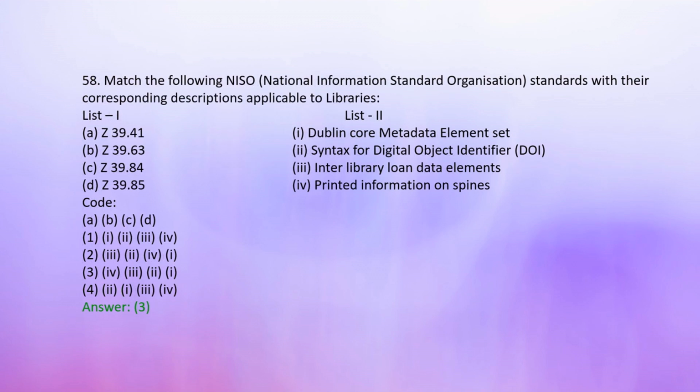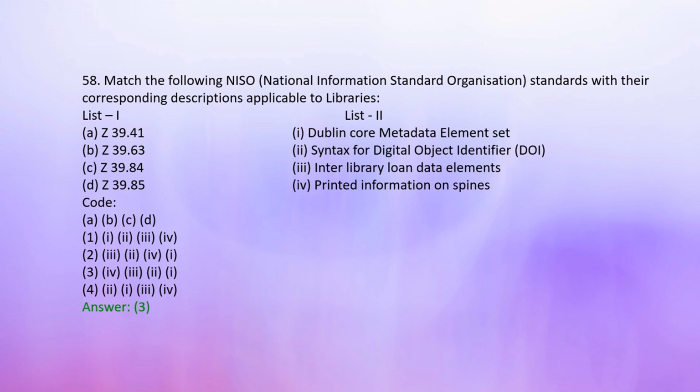Number 58. Match the following NISO National Information Standard Organization standards with their corresponding descriptions applicable to libraries. List 1, Z39.41. List 2, Dublin Core Metadata Element Set. List 1, Z39.63. List 2, Syntax for Digital Object Identifier DOI. List 1, Z39.84. List 2, Inter-Library Loan Data Elements. And list 1, Z39.85. List 2, Printed information on spines.